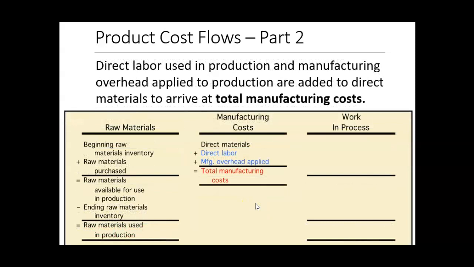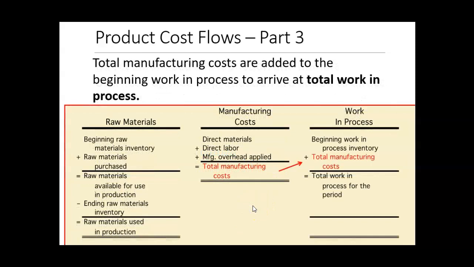Okay. Next to that, we're going to add the direct labor costs incurred during the course of the accounting period. Then we're going to determine the amount of overhead that's going to be applied to this particular job based upon the predetermined overhead rate and the actual allocation of the overhead basis, such as direct labor or machine hours. So when you add your direct material costs, direct labor costs, along with your overhead that's been applied, that gives us our total manufacturing cost.